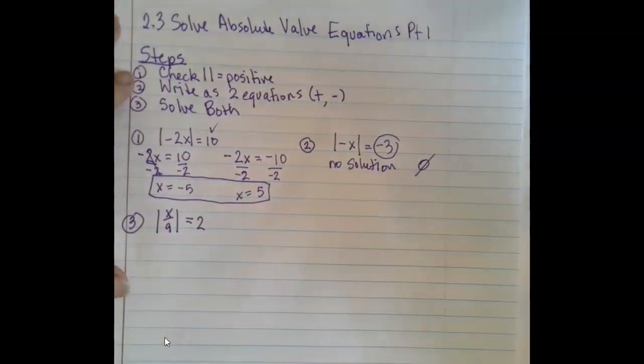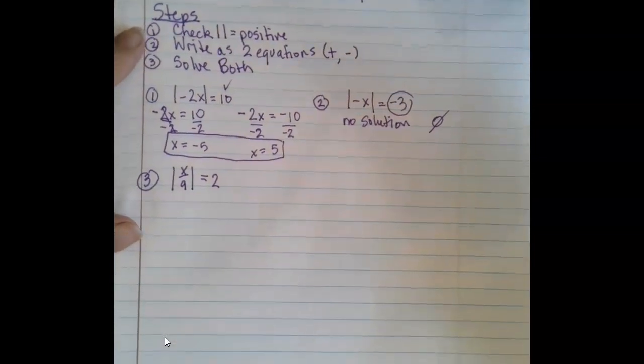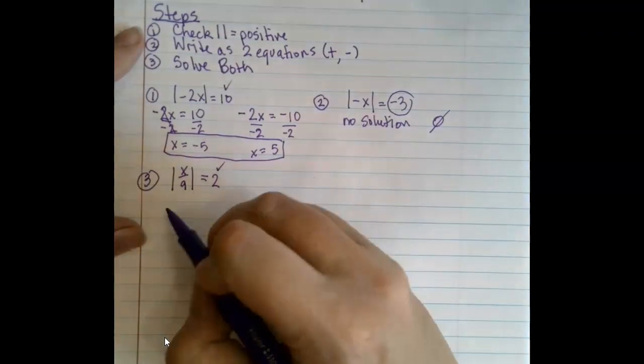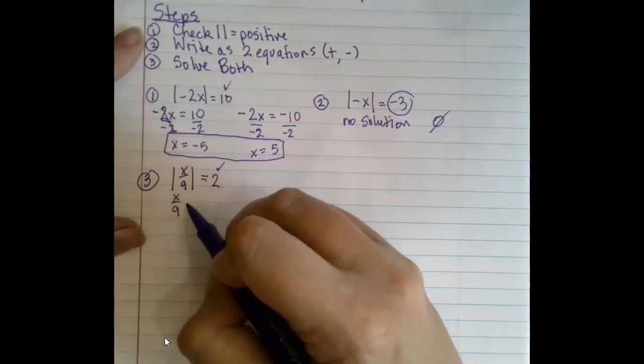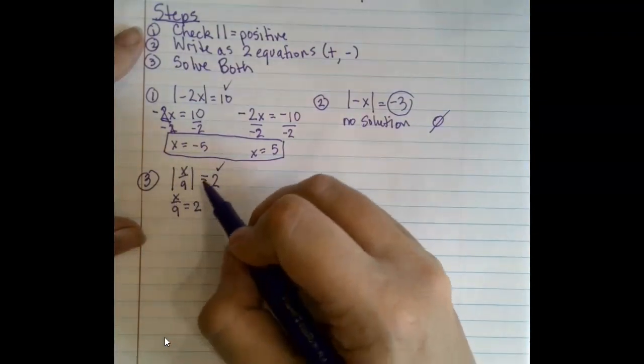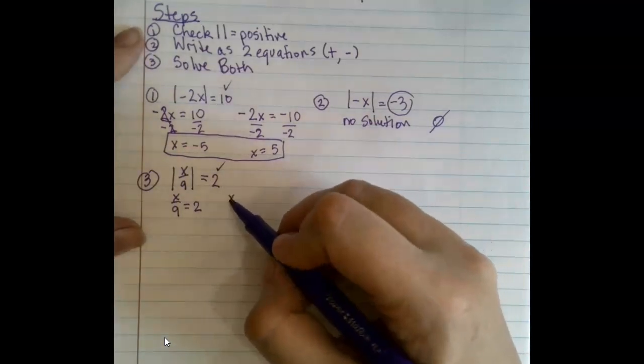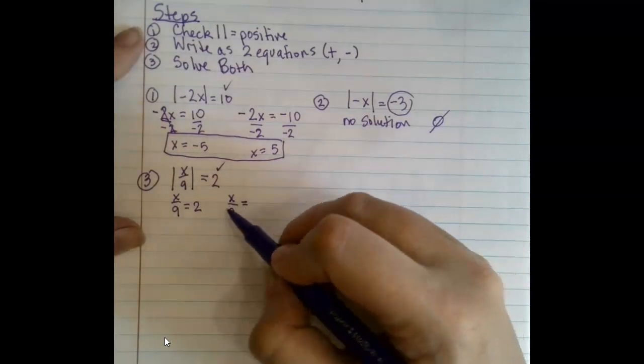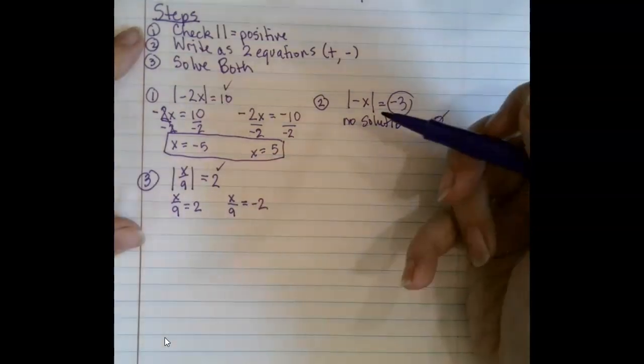Okay, number 3. All right, here's our third one. Step 1. Check if it's equal to a positive. Check it's equal to a positive. Write it as 2 equations. X over 9 equals 2. The first one you just take off the symbols, and then the second one you rewrite it, and you change the sign on this side to a negative.